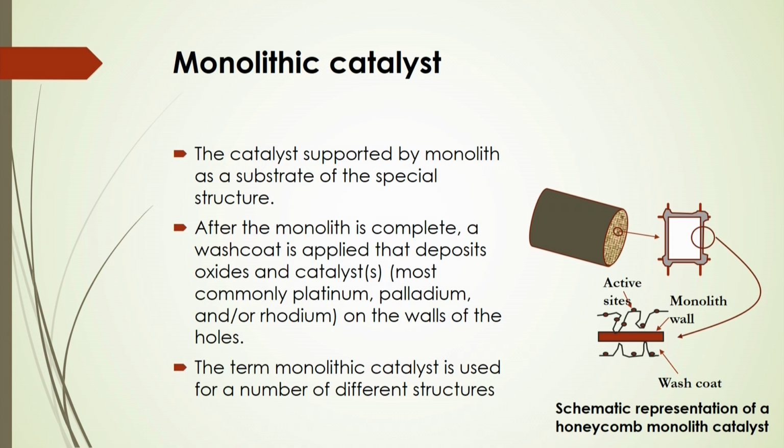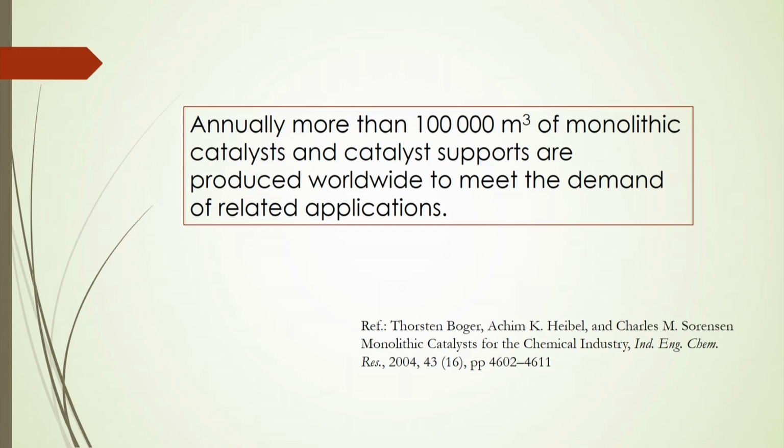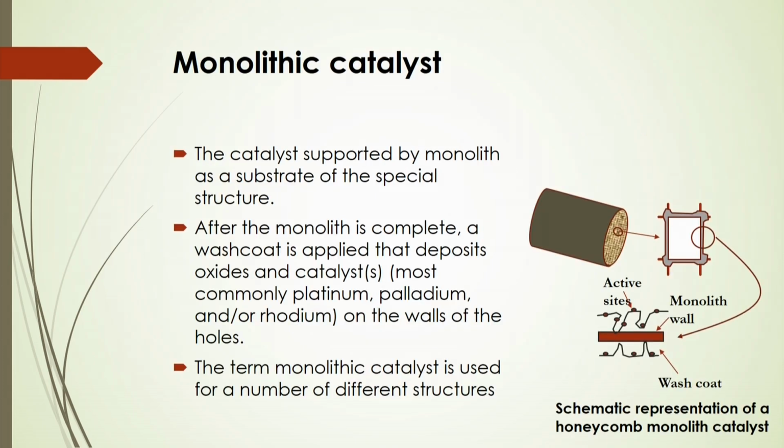So, one support that is required is a wash coat to be applied, that deposits the oxides and catalyst there. And the term monolithic catalyst is used for a number of different structures. In that case, you will see maybe a channel-based structure, maybe other different types of structure. So, these monolithic structures are made in different ways.